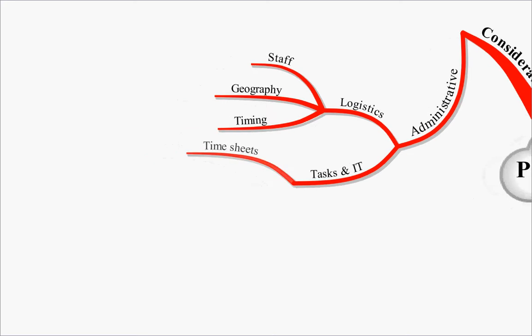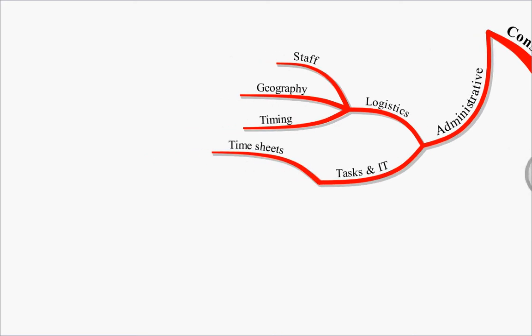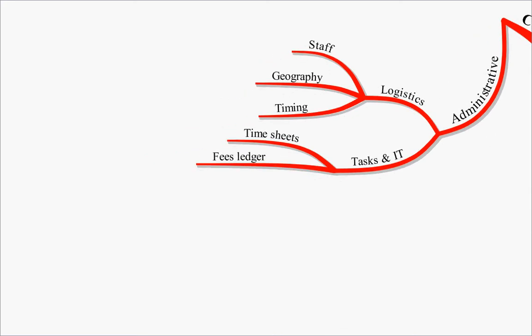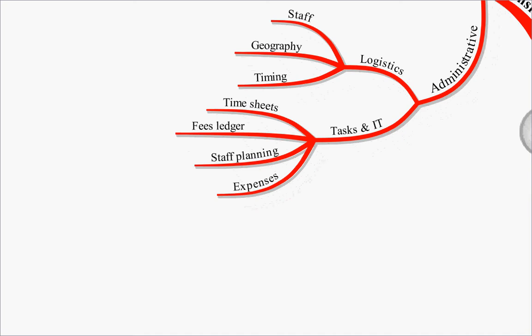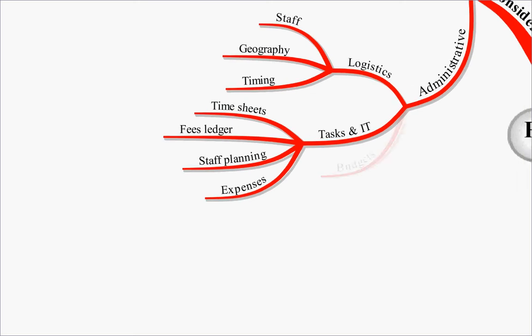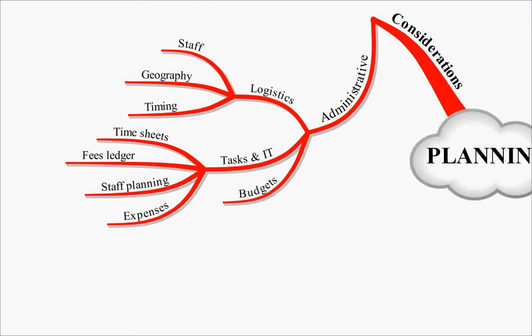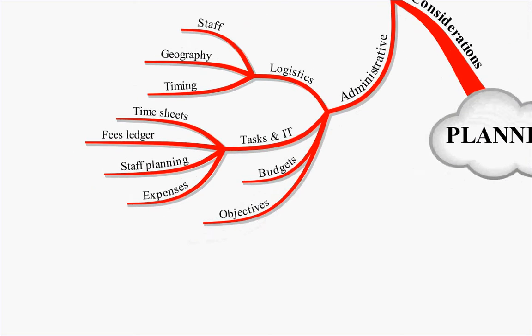Tasks and IT, we're talking here about timesheets. Are you keeping timesheets? Are you keeping a fees ledger? Are you on budget, over budget? Staff planning, again, how do you get the staff to and from where they're supposed to be going? Expenses, have you agreed to charge the client expenses, or are you going to suffer the expenses yourself? You'll establish budgets for each area of the audit.